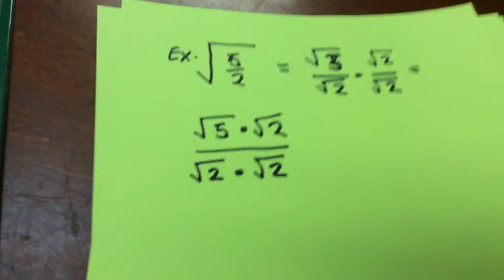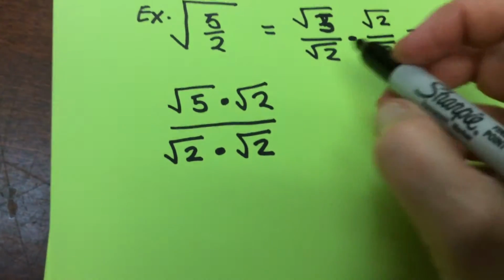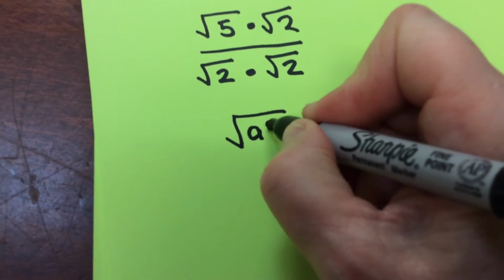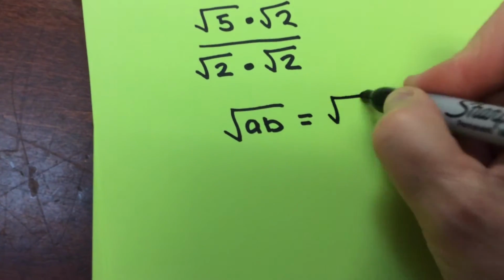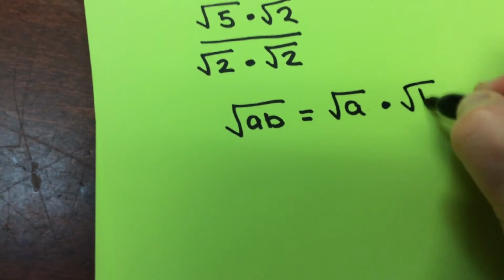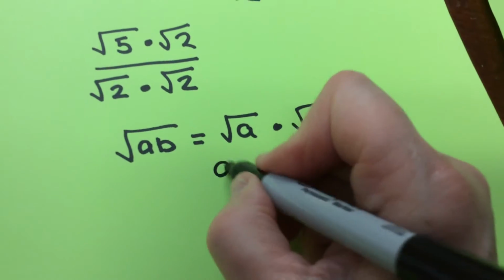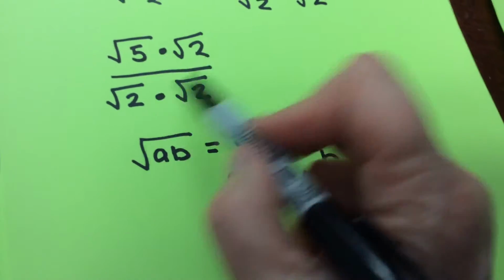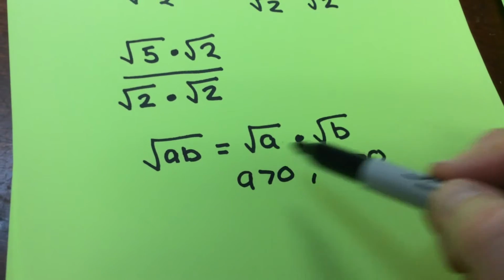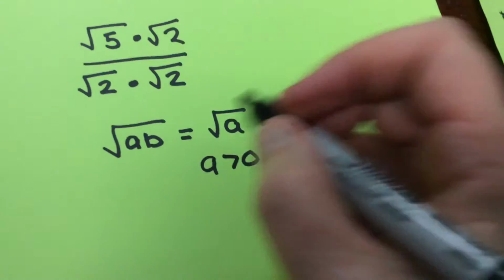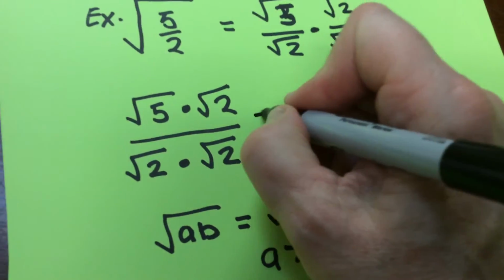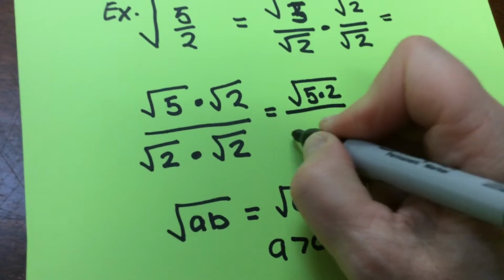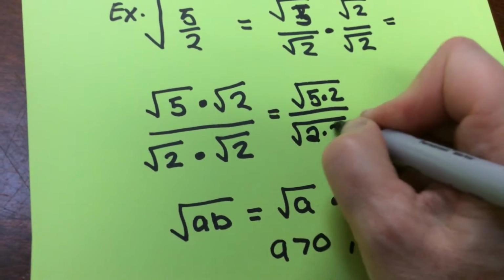And now what we use are the properties we learned about multiplication. So again, the multiplicative property said that the square root of a times b is equal to the square root of a times the square root of b, as long as a is bigger than 0 and b is bigger than 0. So I'm going to combine these together, because they're separate and I know I can combine them from the multiplicative property of radicals. So this becomes the square root of 5 times 2 over the square root of 2 times 2.